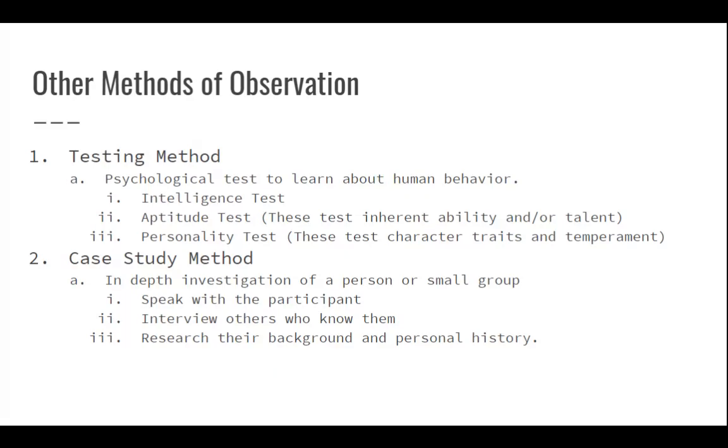So, first off, we have the testing method. This is a psychological test to learn about human behavior. This includes intelligence testing, aptitude testing, which tests for inherent ability or talent, and personality tests. These test character traits and temperament.